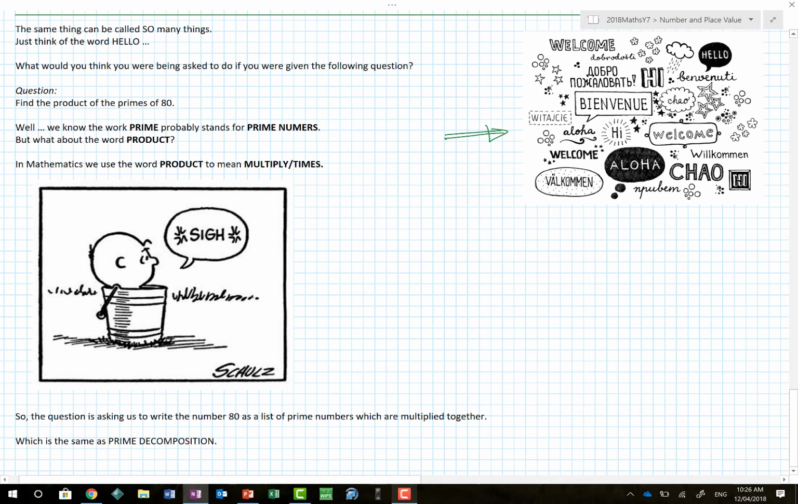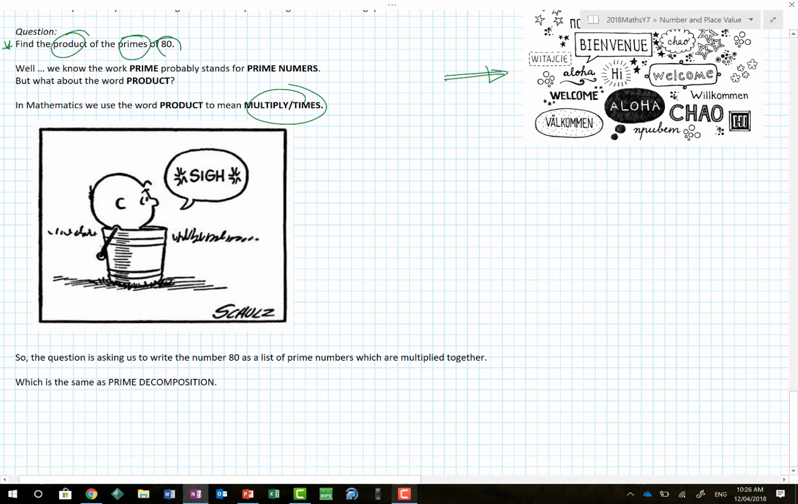So, here's a question. Find the product of the primes of 80. Product. Now, here we go. This is where the wording confuses. Product means to multiply or times. Primes means prime numbers of 80. So, we now know that we are effectively doing prime decomposition. That product of the primes is exactly the same as prime decomposition.